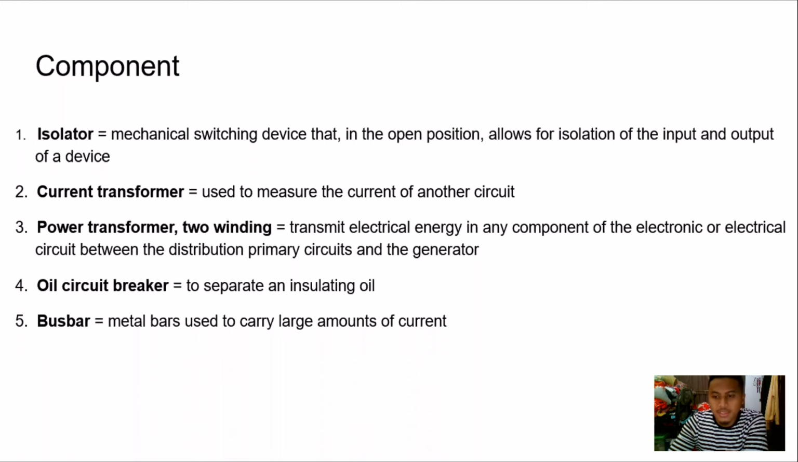The first one is the isolator, the second one is the current transformer, the third one is the power transformer of two windings, and then the oil circuit breaker and the bus bar. The isolator functions as a mechanical switching device that, in the open position, allows for isolation of the input and output of a device. The current transformer is used to measure the current of another circuit, and the power transformer of two windings transmits electrical energy between the distribution primary circuit and the generator.